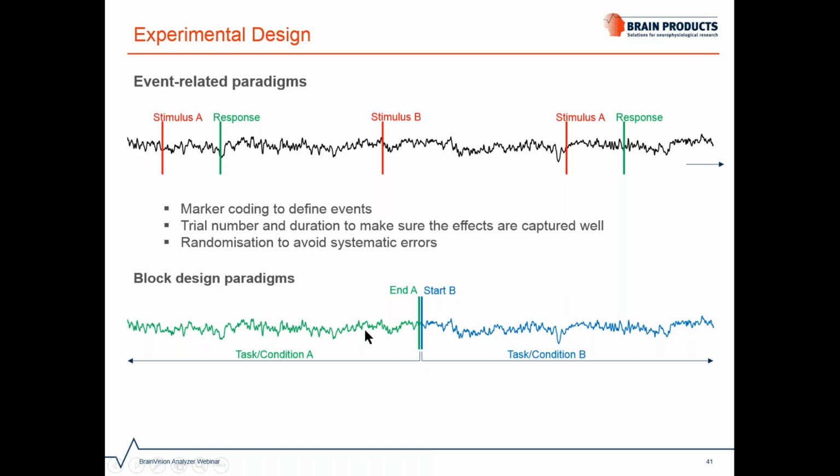In a block design, we have different conditions or tasks to distinguish. Here this is indicated by one part of the EEG channel shown in green for condition A and in blue for condition B. They are separated by start and end markers, which we can use in Analyzer to separate these conditions.